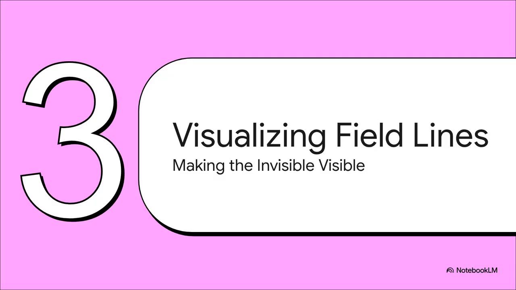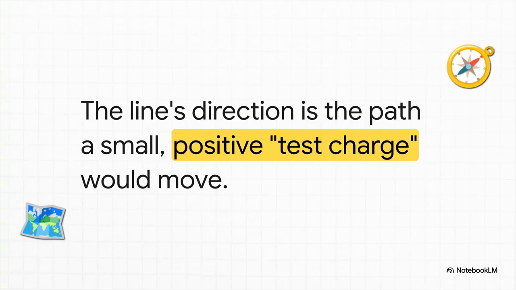Okay, so if these fields are totally invisible, how in the world do we study them? Well, physicists came up with a really clever solution to visualize them. They invented the idea of electric field lines. Here's the rule of the game. To figure out what a field looks like, we imagine we have a tiny, imaginary positive charge. We call it our test charge. The direction of the field line at any point is simply the direction our little positive explorer would get pushed. It's how we map out the invisible landscape of forces.